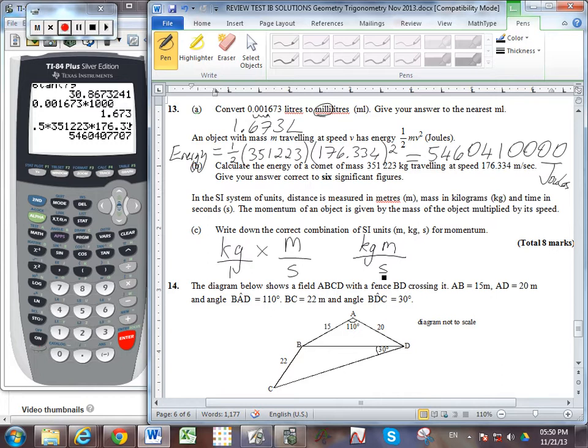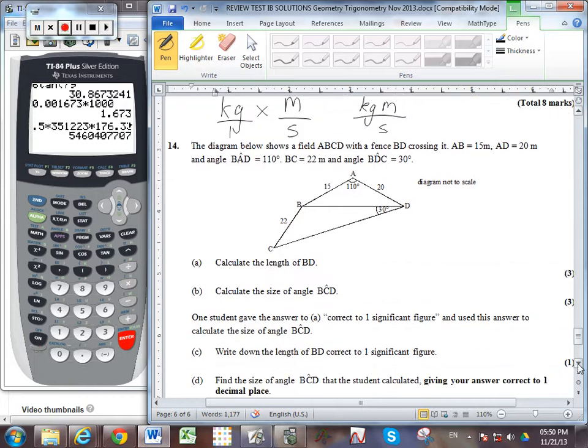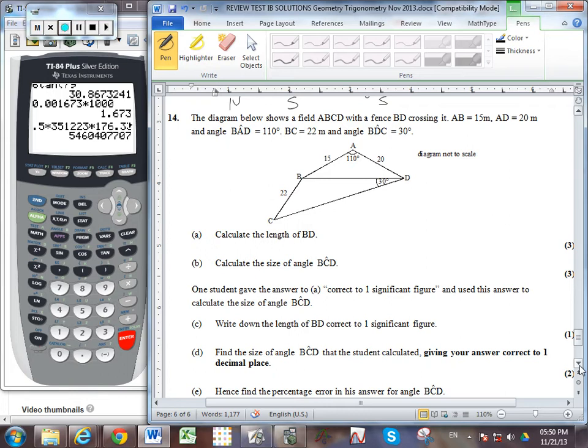And the last question is number 14. Back to some triangles. So we need to start by calculating the length of BD. BD is a member of this top triangle about which we already have 3 pieces of information. We can see it's not a right triangle, and we don't have an opposite pair, so we must use the cosine law. I'll call BD x.